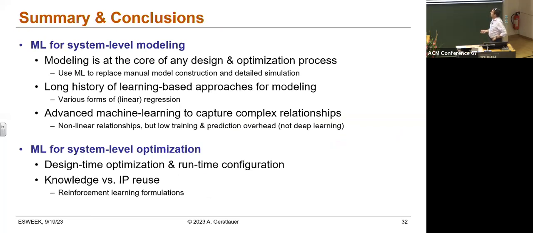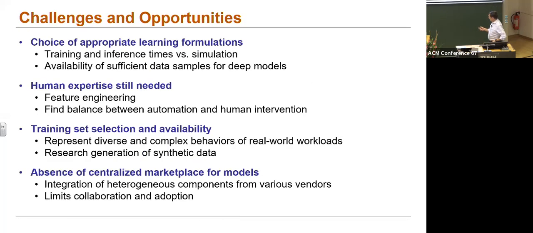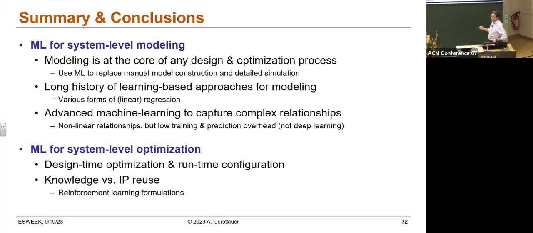On the modeling side, modeling is in general at the core of any design process. And for us, modeling is often one of the main challenges at high levels of abstraction. We have often applied machine learning in the past. Linear regression is nothing else than machine learning too, okay? But most of our problems are unfortunately nonlinear. So it's about applying advanced machine learning formulations to this problem. And on the optimization side, we want to do this for design time optimization or runtime configuration, typically using some form of reinforcement learning.